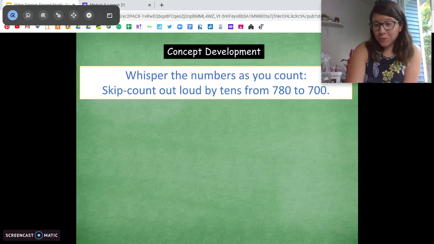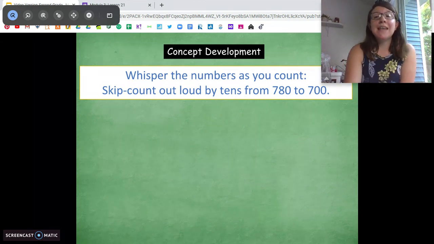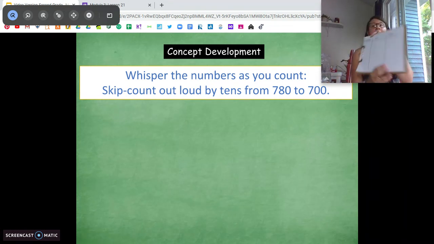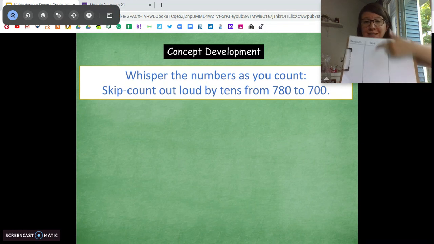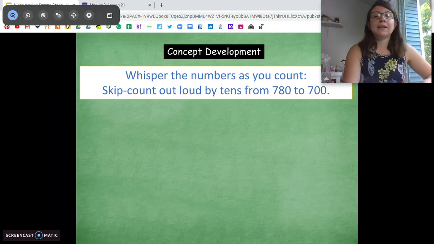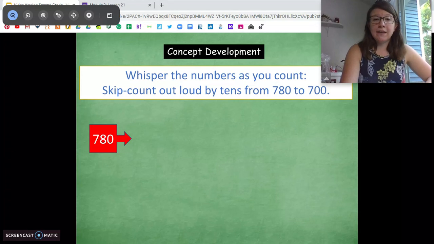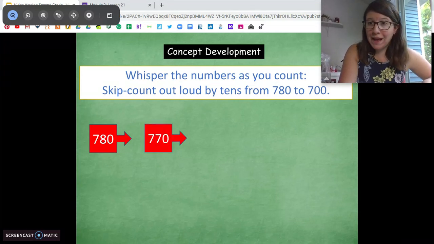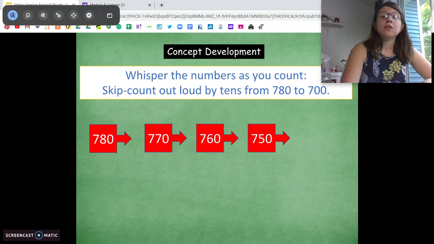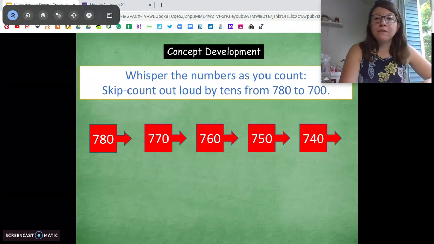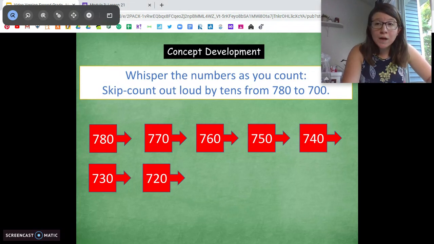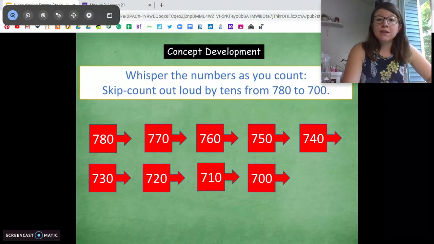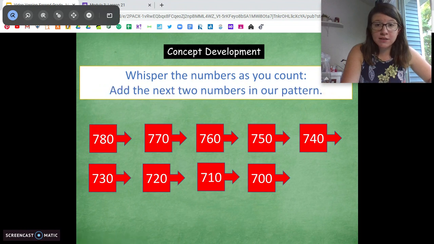Now we're going to count by tens. Okay, so we're starting at 780. If you're doing this on your place value chart, you're adding discs into the tens. Here we go. Counting by tens. Count with me. 780, 770. We're going backwards. 760, 750, 740. You should be taking those tens away as we go. 730, 720, 710, 700. Awesome job.